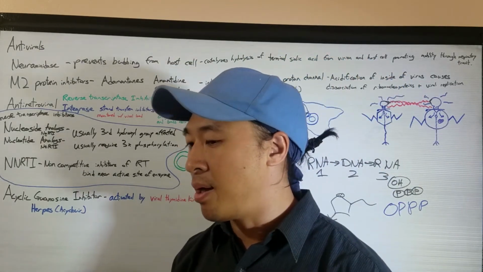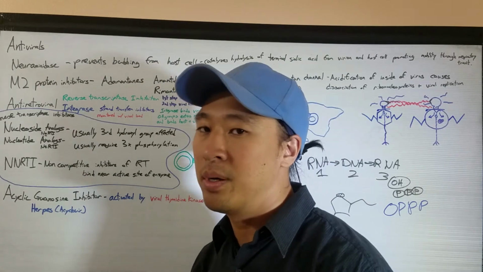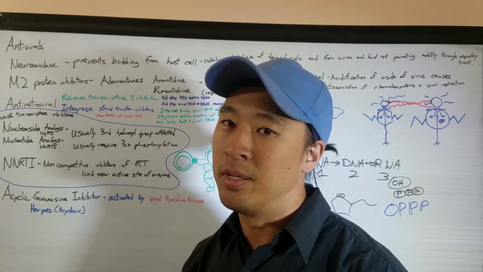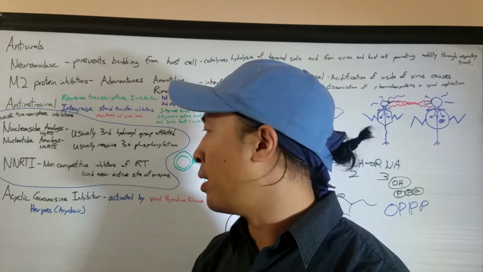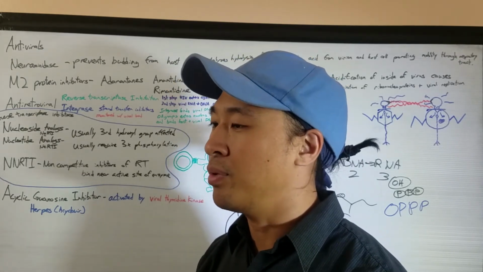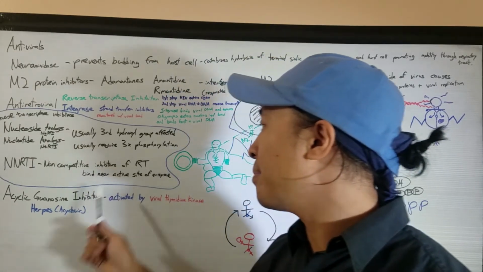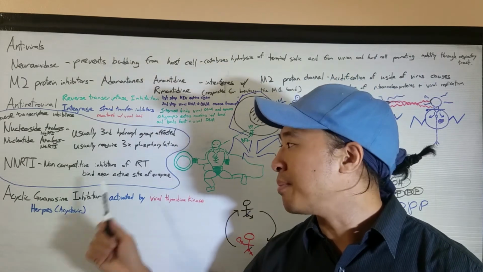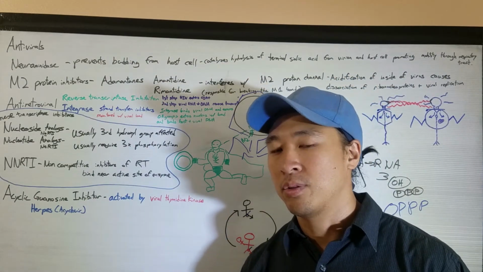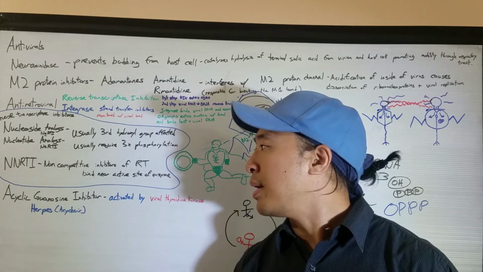Then if I load a whole bunch of the competitive inhibitor inside the system, I can actually reverse that by putting in a whole bunch of the normal product, and then it will displace the competitive inhibitor. But non-competitive inhibitors occupy some place besides the active site. So even if I load a whole bunch of the substrate on there, it's not going to make a difference.